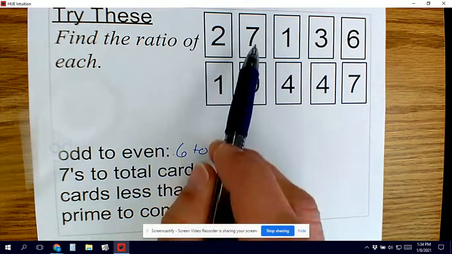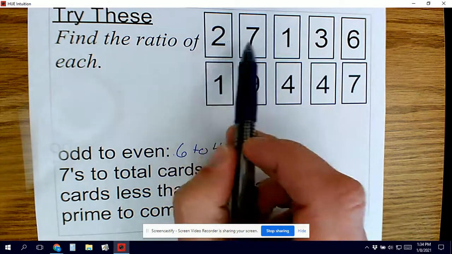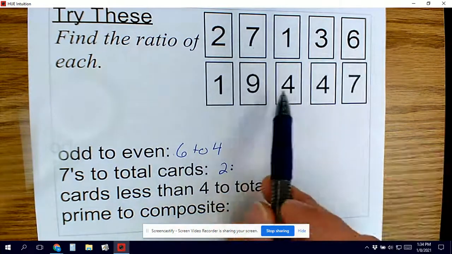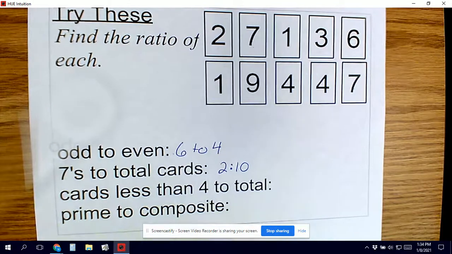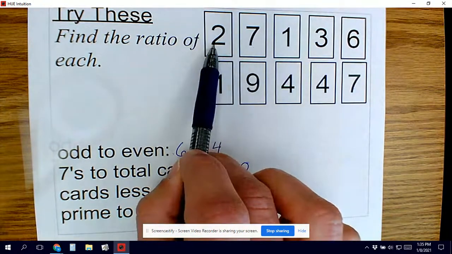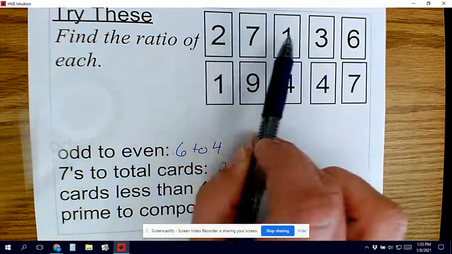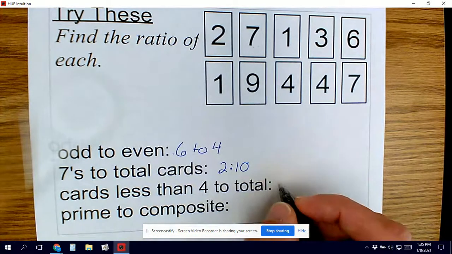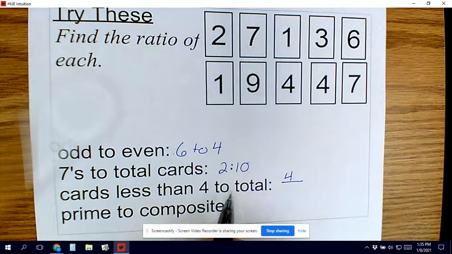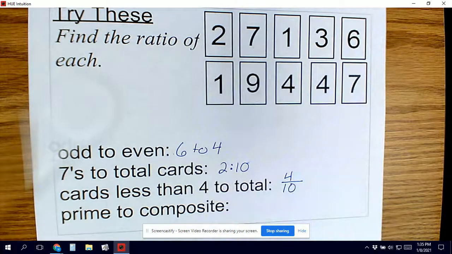Sevens to total cards. I see 2 sevens up here. And then total cards, there are 1, 2, 3, 4, 5, 6, 7, 8, 9, 10. 2 to 10 for the second one. Next, we're looking for cards that have a value less than 4. 2 is less than 4, as is 1 and 3, and 1 again. So I have 1, 2, 3, 4 cards that are less than 4. Total cards, we already counted in the last one as 10, so 4 to 10 for that.